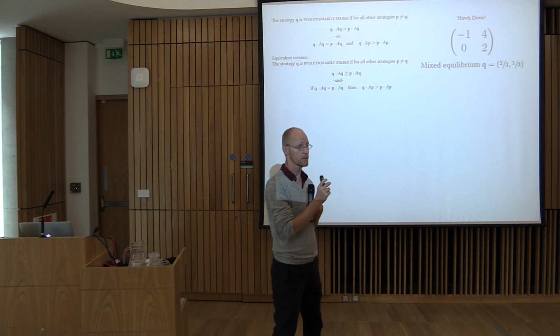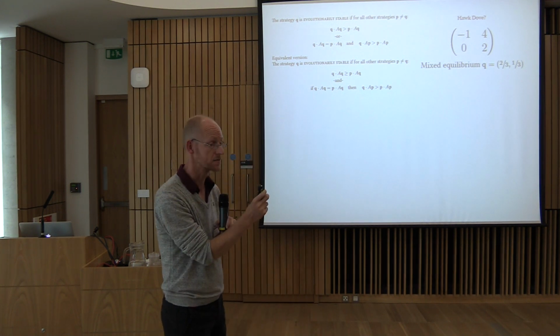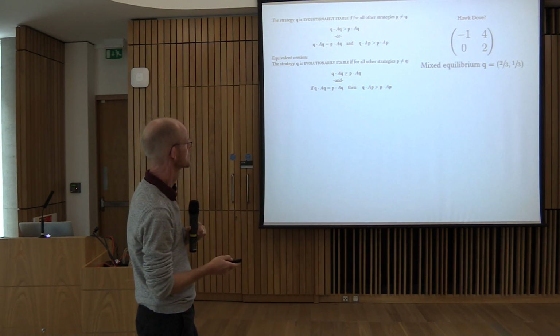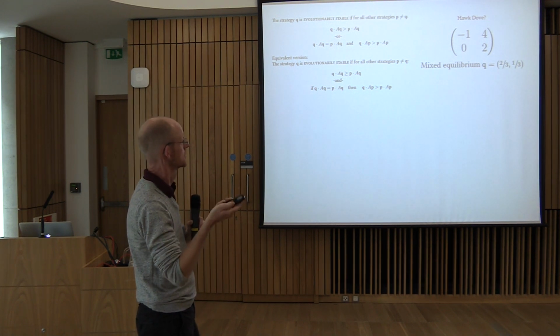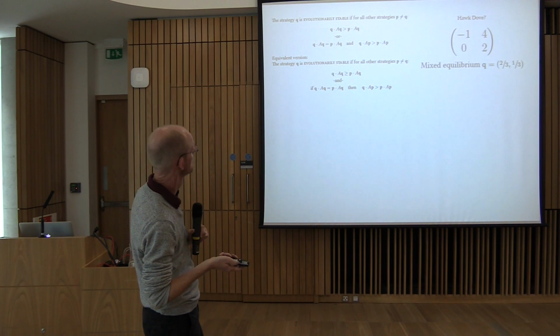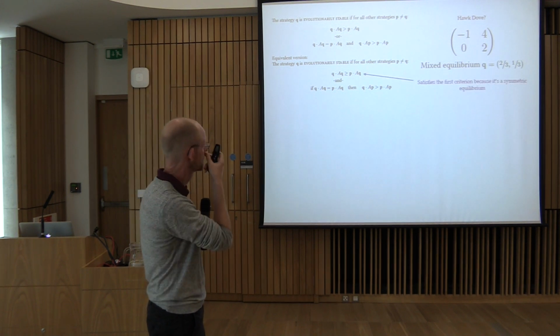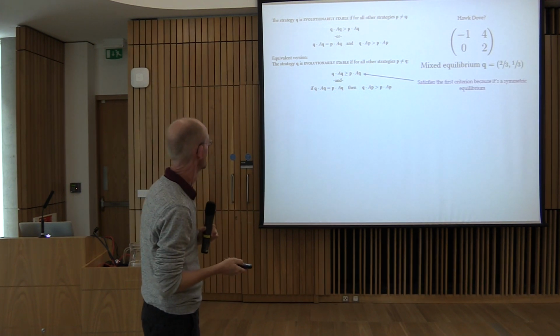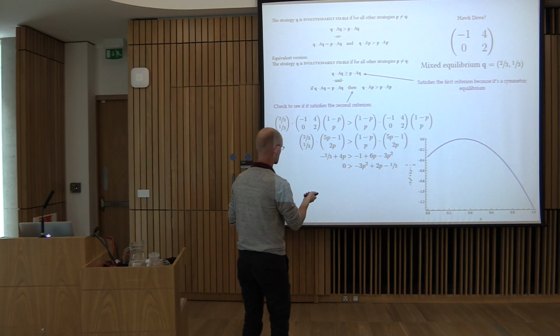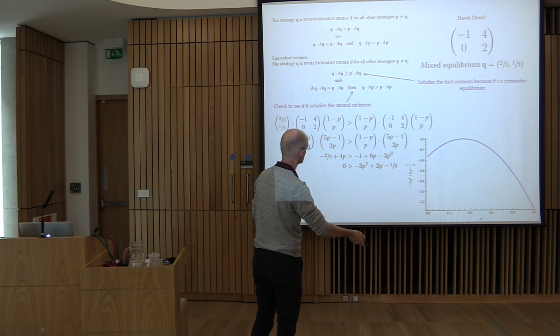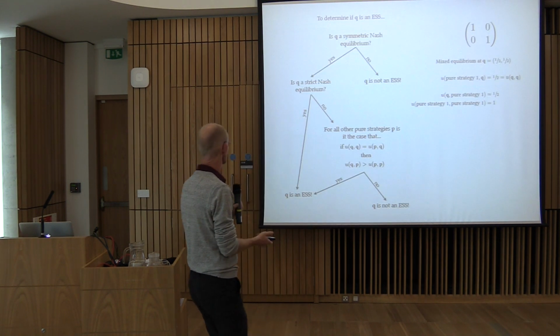However, there is an equilibrium in mixed strategies. In this case, you play dove with probability 2/3 and hawk with probability 1/3. Okay, and then you can actually check that. Well, let's not go into that.